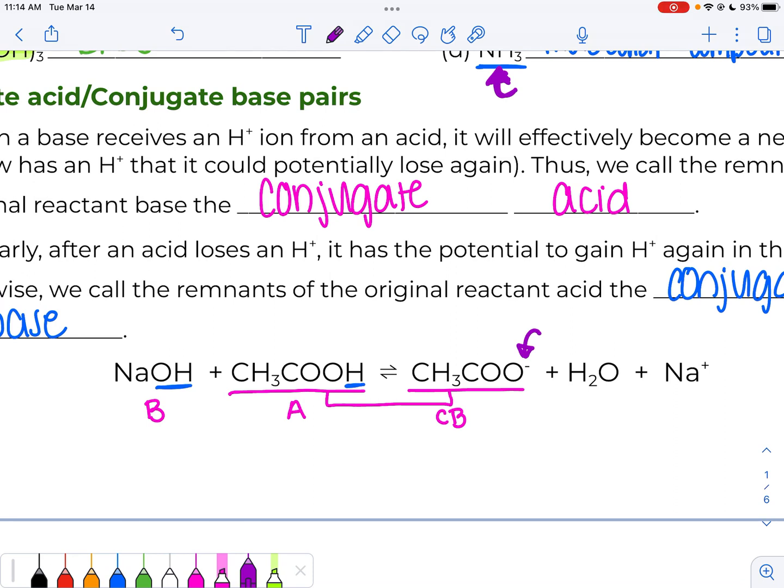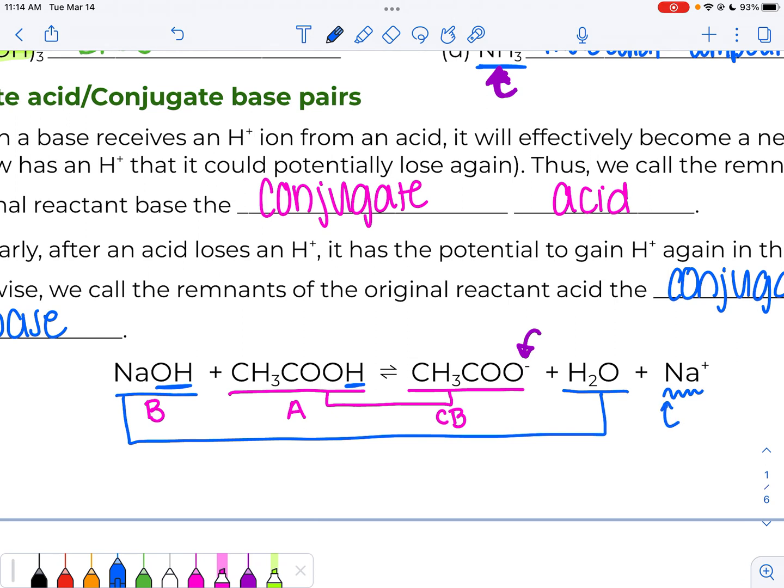Over here, we've got our base. This thing's going to accept the hydrogen from the acetic acid. And what's it going to form? Well, it's going to form these two things. Sodium hydroxide is a salt, right? So when we dissolve it in water, it dissociates into its ions. So the OH part is going to pick up that hydrogen from the acetic acid to form water. And we're left over with just some sodium ions in solution.